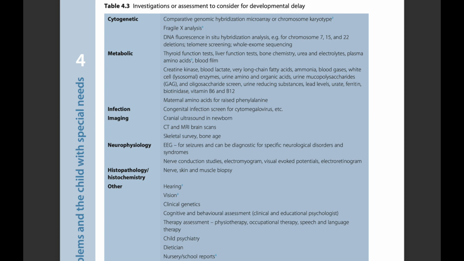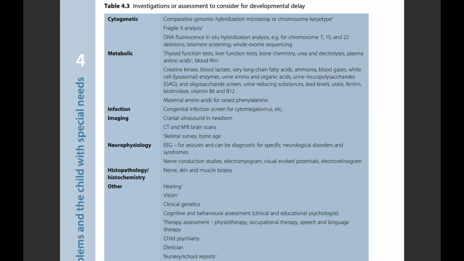creatine kinase, blood lactate, very long chain fatty acids, ammonia, blood gases, white cell lysosomal enzyme, urine amino and organic acids, urine mucopolysaccharides, also known as GAG, and oligosaccharide screen, urine reducing substances, lead levels, urate, ferritin, biotinidase, vitamin B6, B12, maternal amino acids for raised phenylalanine, infection, congenital infection screen for cytomegalovirus, etc.